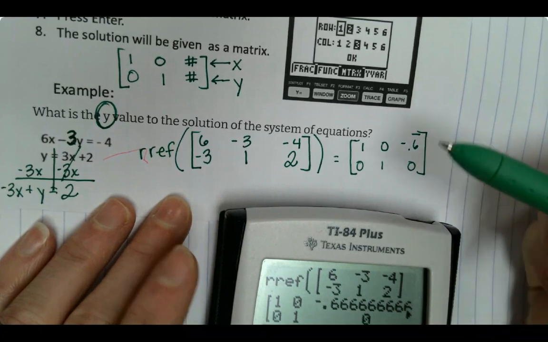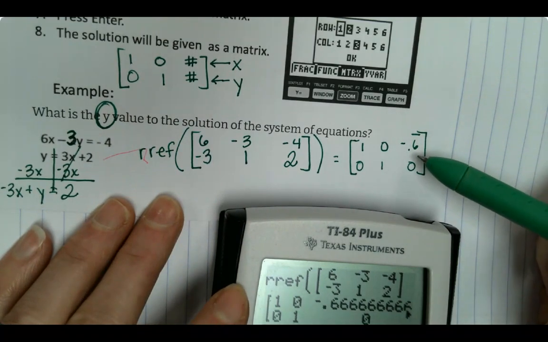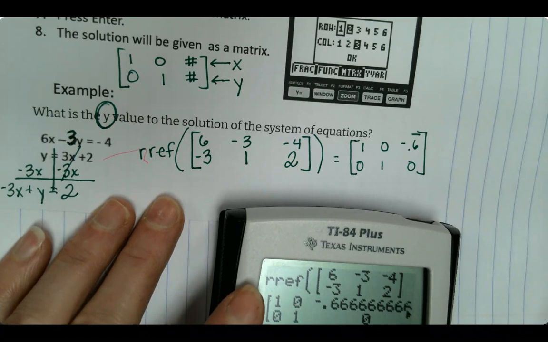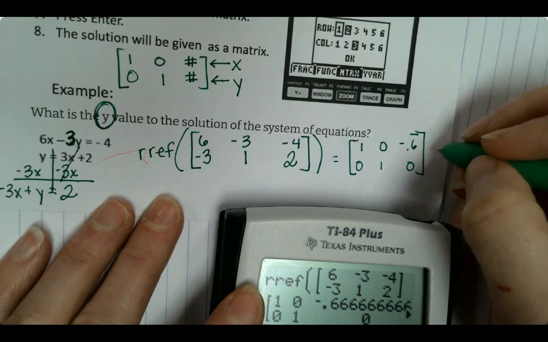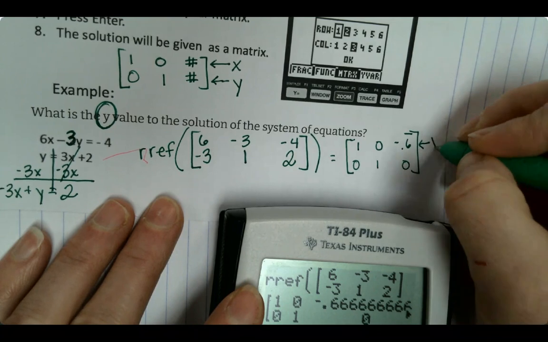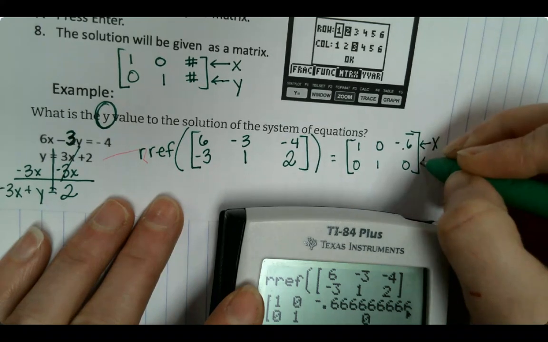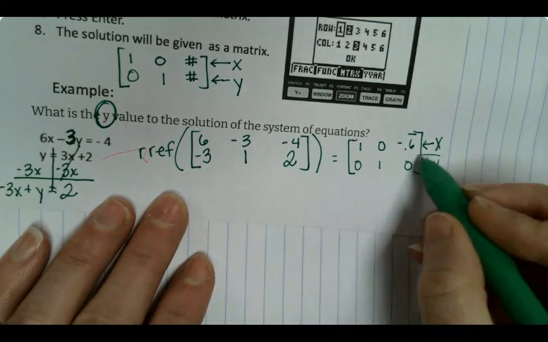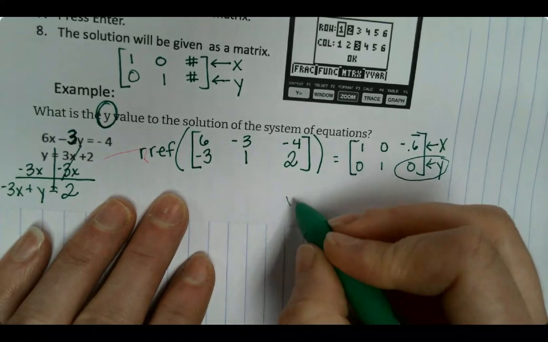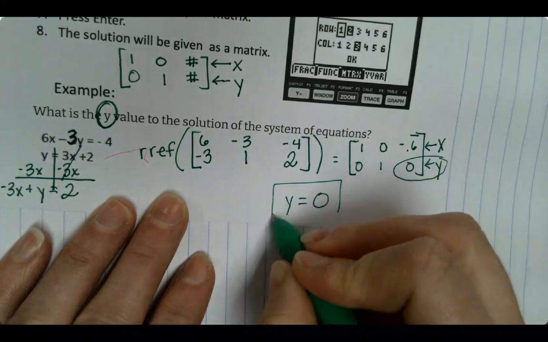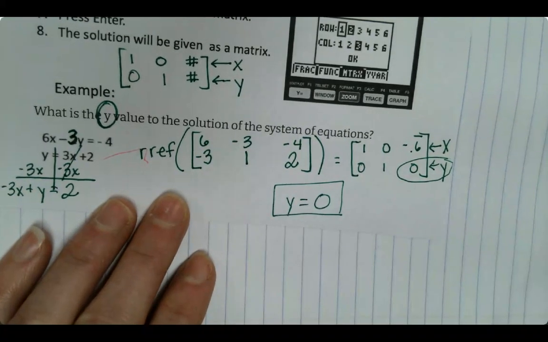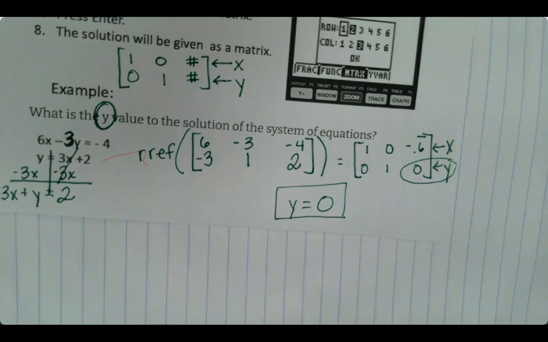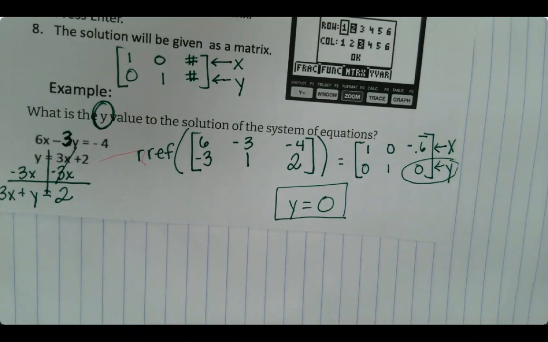So that's the top one is negative 0.6 repeating. So I just put the repeating sign. The top one represents X. The bottom one represents Y. And what are they asking for? So our answer is just 0. Okay, go ahead and glue that in.